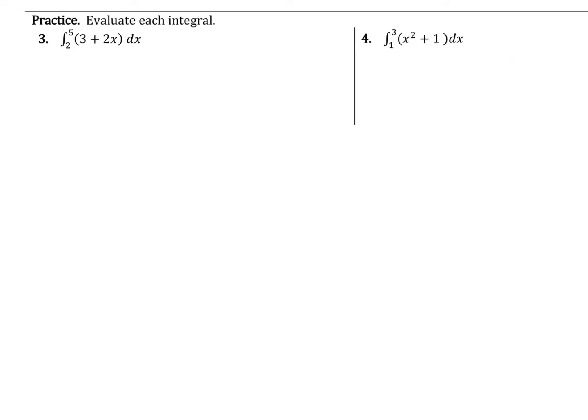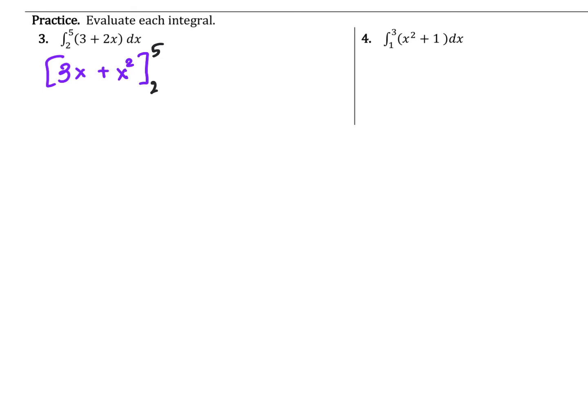Okay, so on number 3 here, again, the very first thing I'm going to do is evaluate the integral. So if I'm integrating 3, that's going to give me 3x plus 2x squared over 2, which is just going to become x squared. And I haven't dealt with the bounds yet, so I'm going to just write the bounds around these little square brackets so that I know I still need to evaluate this from 2 to 5.